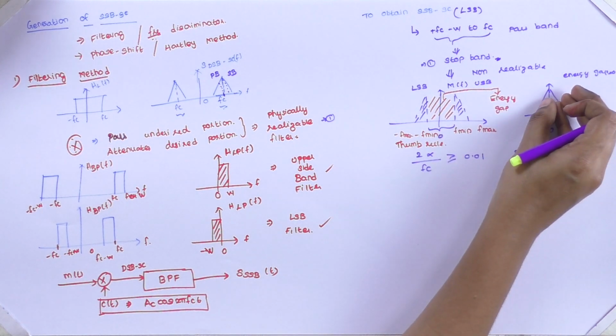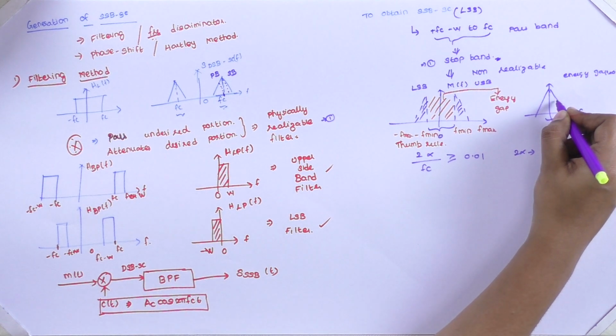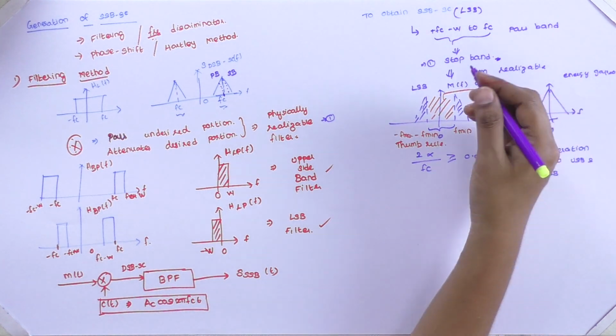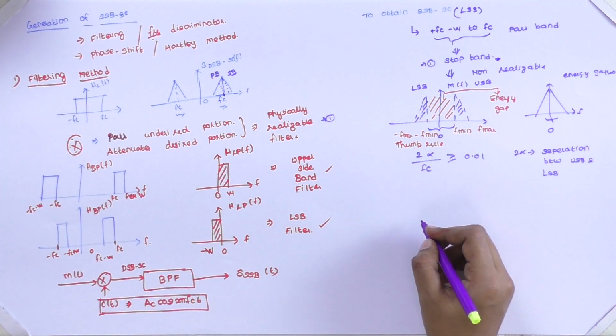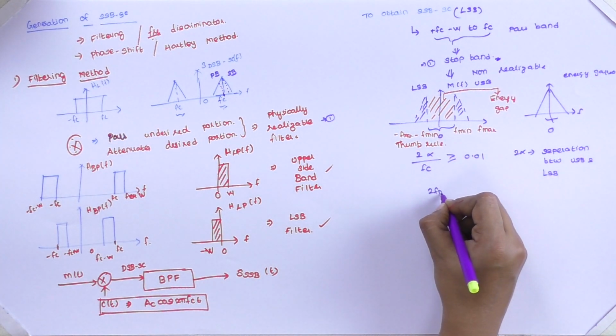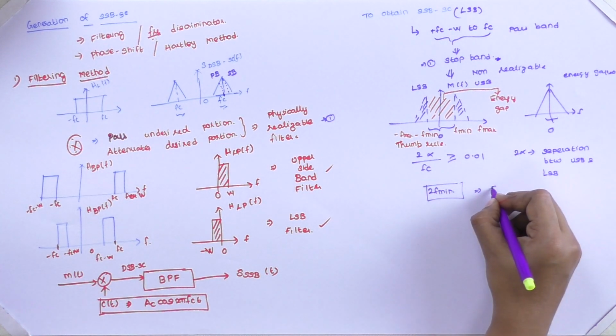But if we don't have an energy gap between those two sidebands, we will end up with either loss of information, or we will end up using more transmission bandwidth. So the energy band gap should be twice the f minimum. This is our energy gap.